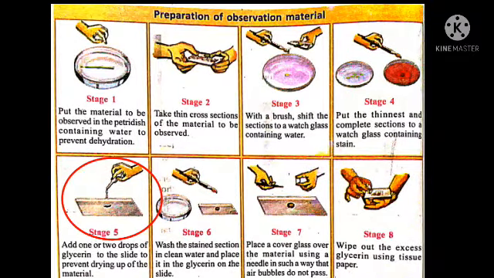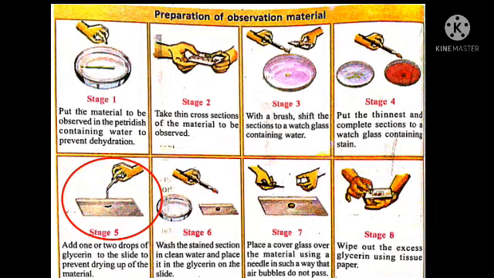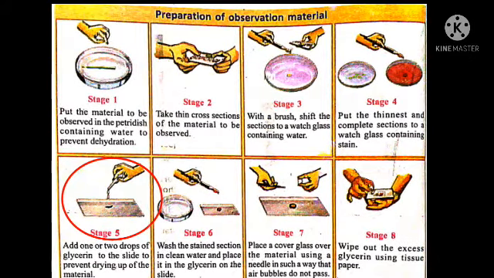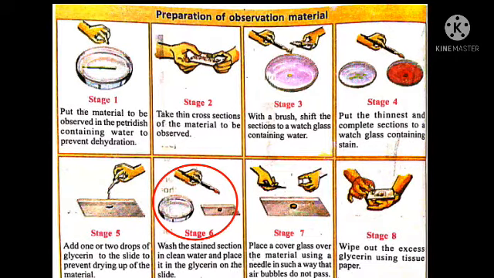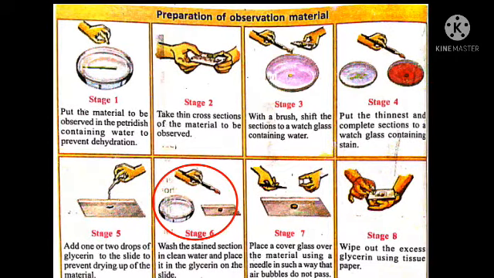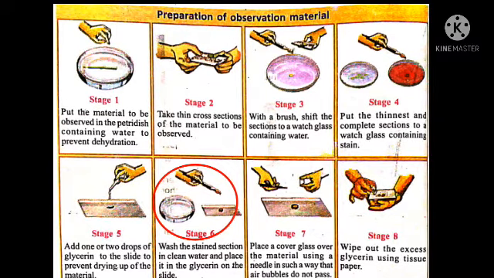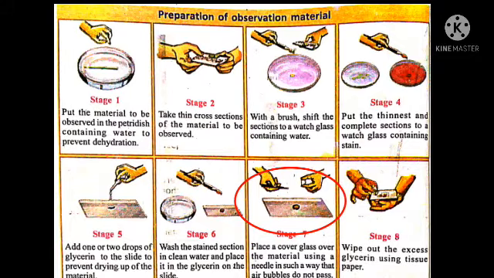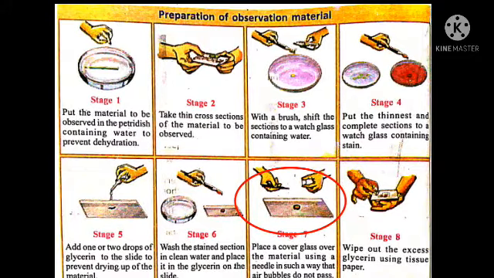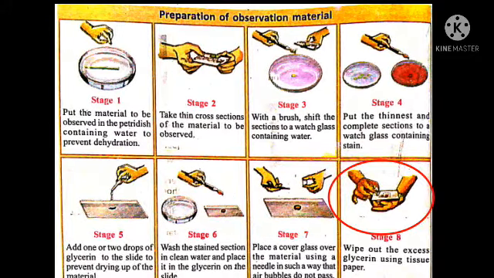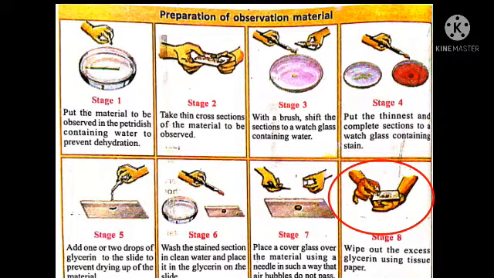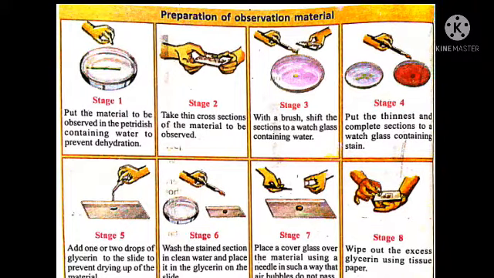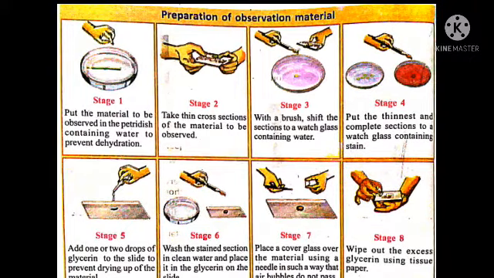Step 5. Add 1 or 2 drops of glycerin to the slide to avoid drying up of material. Step 6. Wash the stained section with clean water and place it in the glycerin on the slide. Step 7. Put a cover glass over the material. Step 8. This is the final step: wipe out the excess glycerin using a tissue paper. Now your material is ready to observe through a microscope.